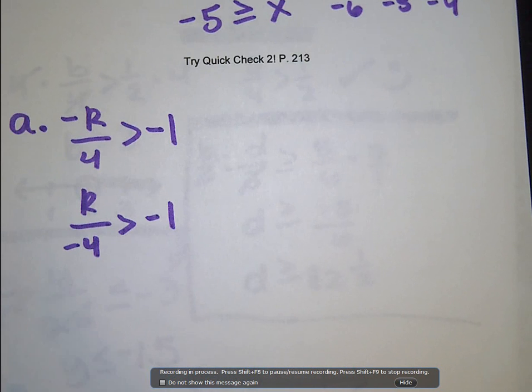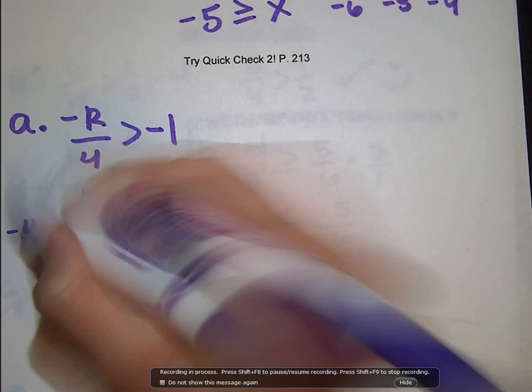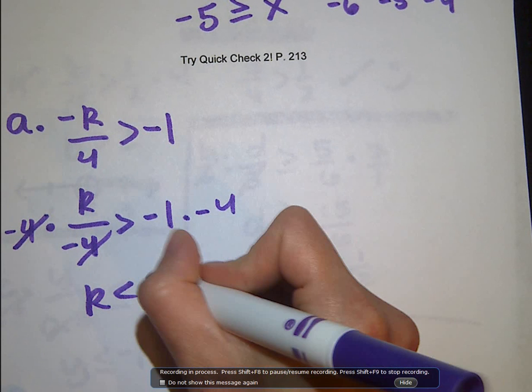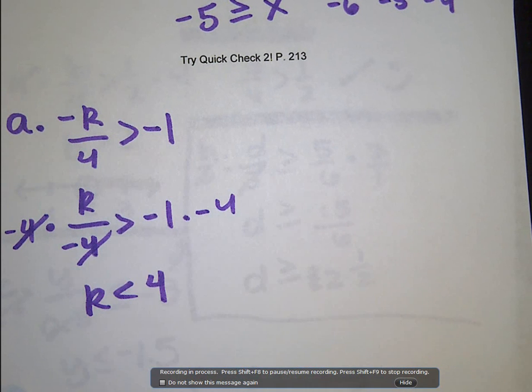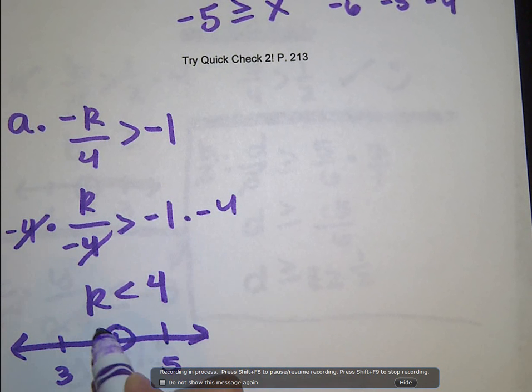Because now when I multiply by negative 4, I know right away I have to flip the sign, and I get k is less than negative 1 times negative 4, which is positive 4. And again, I can put that one on a number line. I'll have 3, 4, 5, open circle at 4. It's less than, so I shade all this.